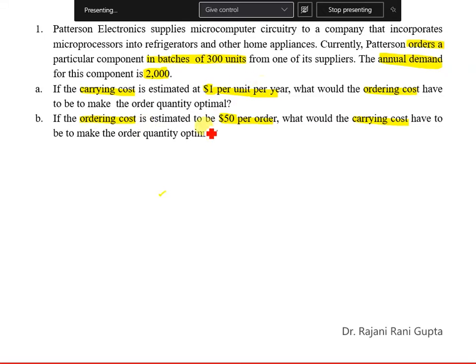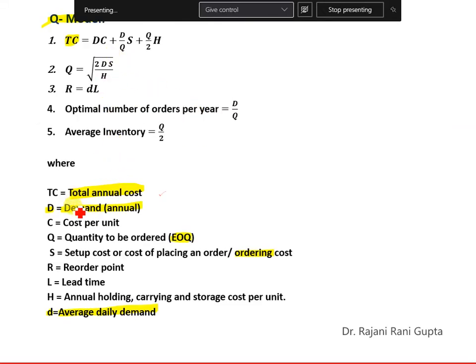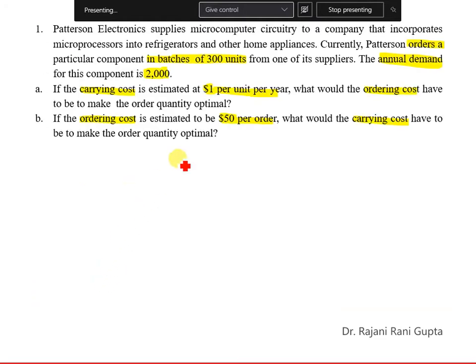So let's see. As we know these symbols, the annual demand is denoted by capital D. Quantity to be ordered is denoted by capital Q. Ordering cost by S, and carrying cost by H. So let's write it here. He is ordering 300 units in batches, so it means Q is given as 300. Annual demand D is 2000.